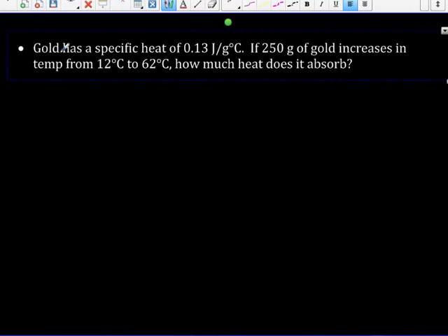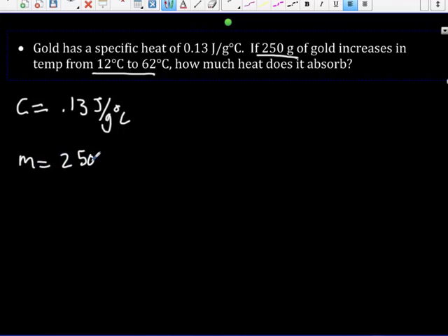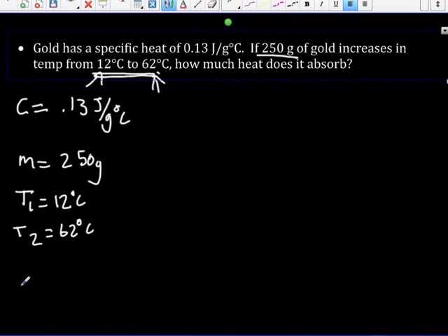A second example problem, and this one we will see a delta T that we're going to have to calculate. Gold has a specific heat of 0.13 joules per gram degree Celsius. That's the first thing it tells me, so I'm going to write it down. My specific heat, 0.13 joules per gram degree Celsius. If 250 grams of gold increases in temp, well, right there, that was a mass, so I'm going to write that down. M equals 250 grams. Increases in temp from 12 to 62 degrees Celsius. These are two temperatures. This is a starting temperature and an ending temperature. So I'm going to take T1, which is my start temperature, 12 degrees Celsius. T2 equals 62 degrees Celsius. How much heat does it absorb? So again, I'm looking for Q. What's my unknown? Heat.